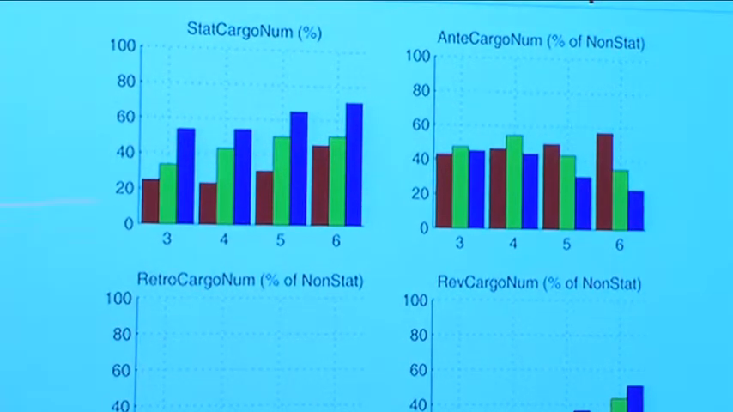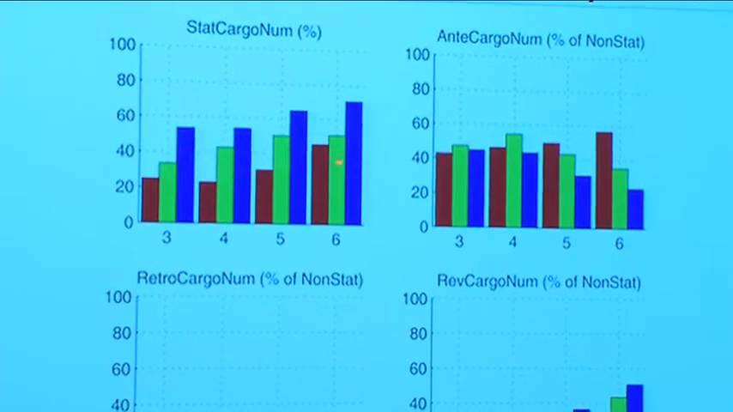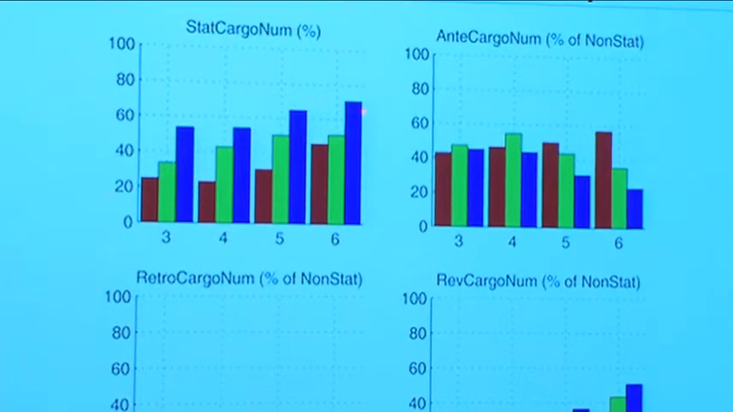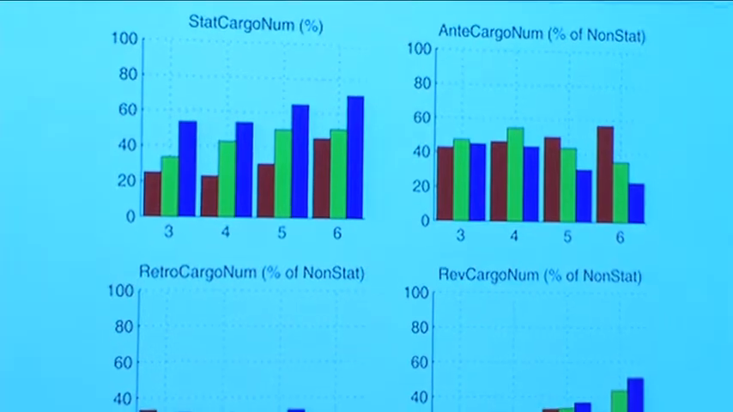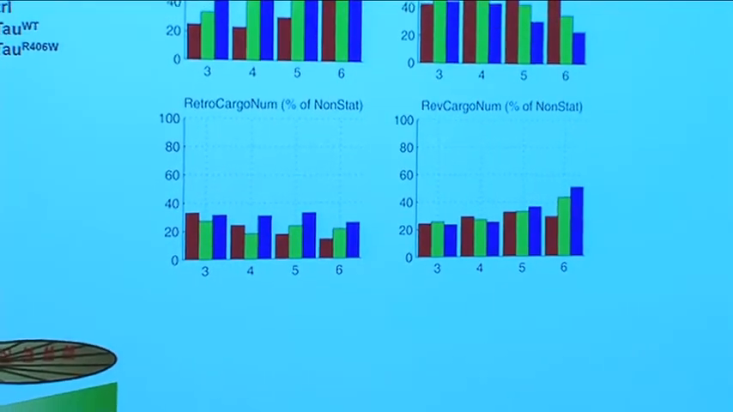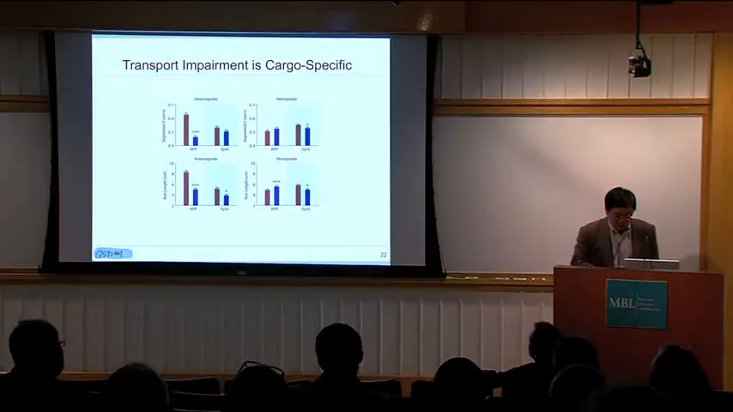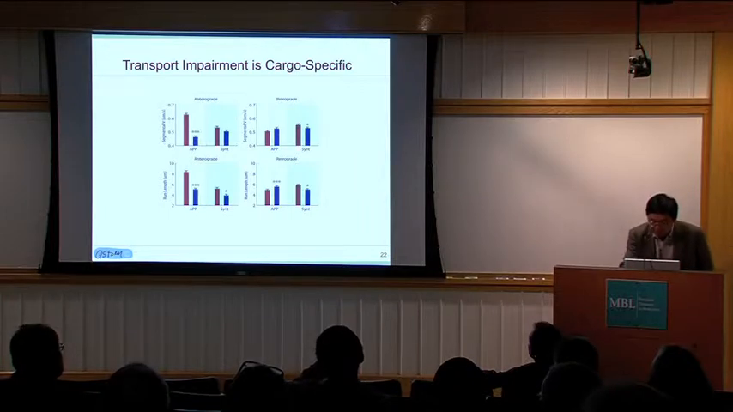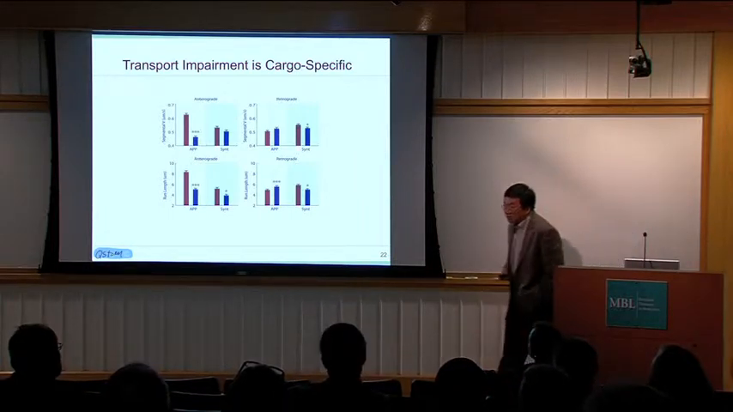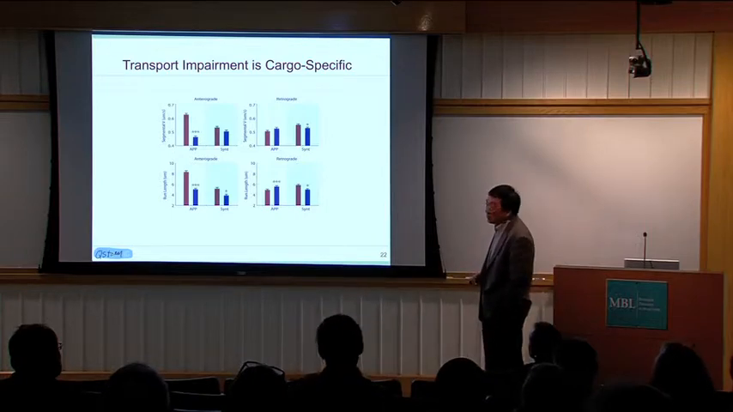For example, with overexpression of the human point mutant tau, you can see a further increase in the stationary cargo. So this is consistent with the existence of a gradient. For the others, it's roughly the same, but there are exceptions. What we also learn from this is that the transport impairment is not generally true for all the cargos.